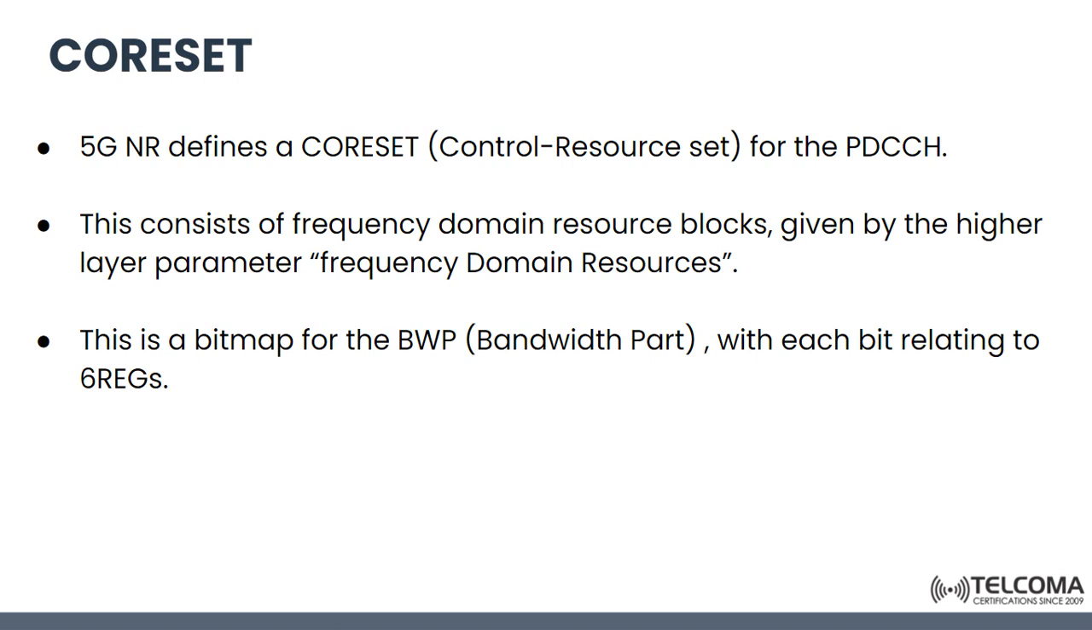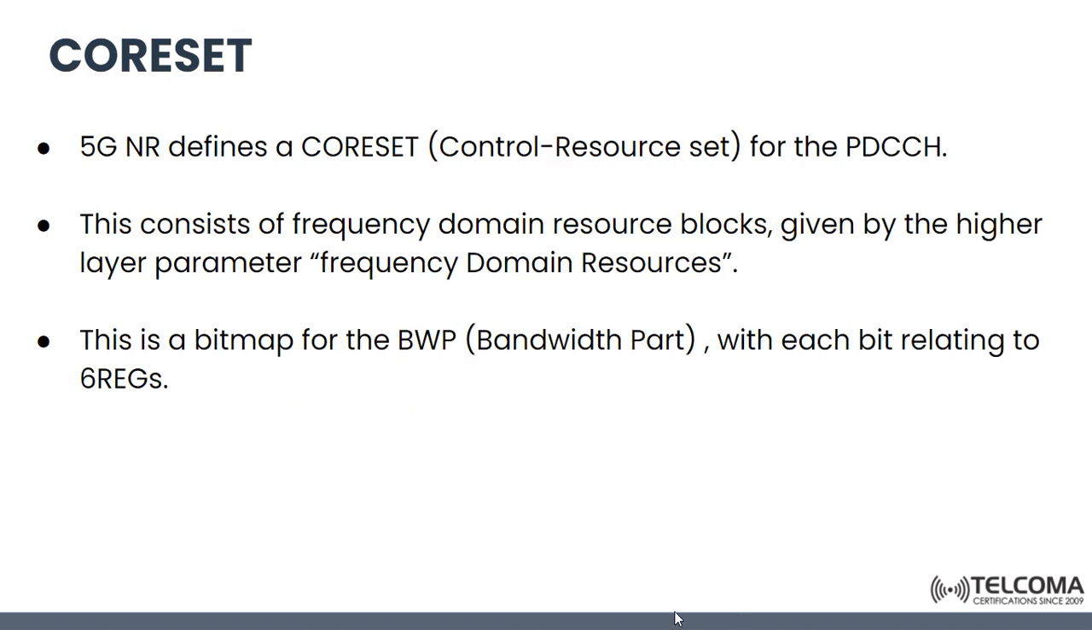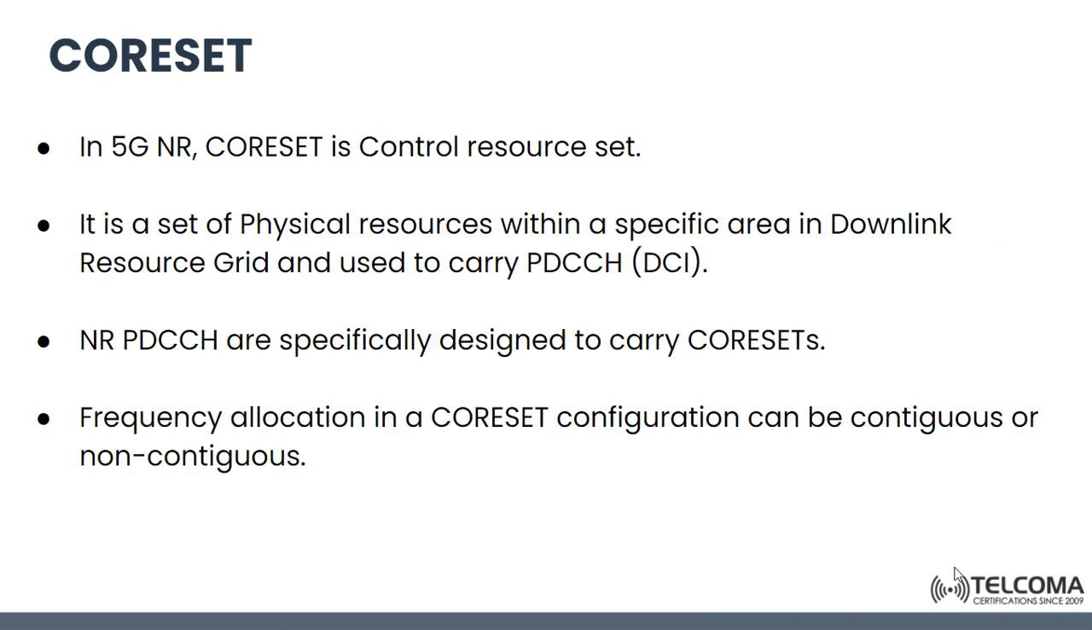5G new radio defines a control resource set for the PDCCH channel. This consists of frequency domain resource blocks, which are given by a higher layer parameter, that means the frequency domain resources. This is a bitmap for the bandwidth part, and each bit is related to 6 resource element groups. What is this CORESET? It is a set of physical resources, as we have discussed, 6 REGs within a specific area in the downlink grid, and it carries the downlink control information.